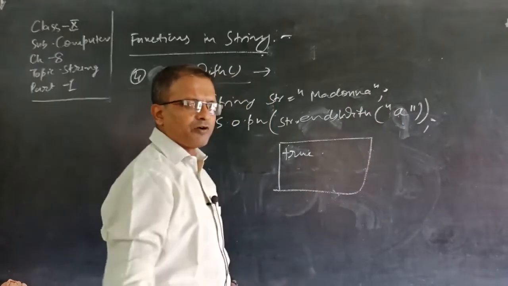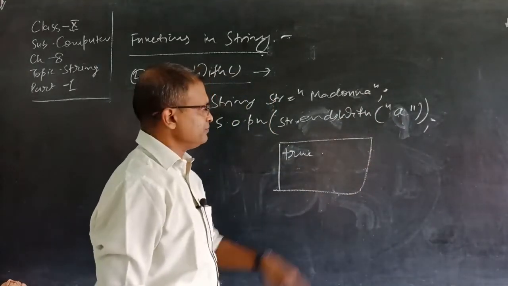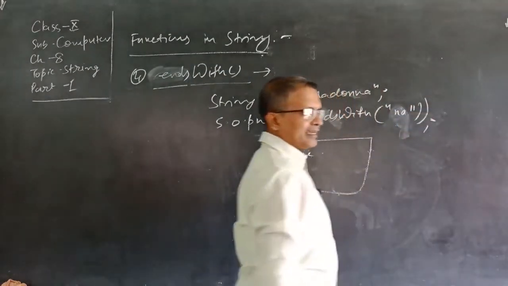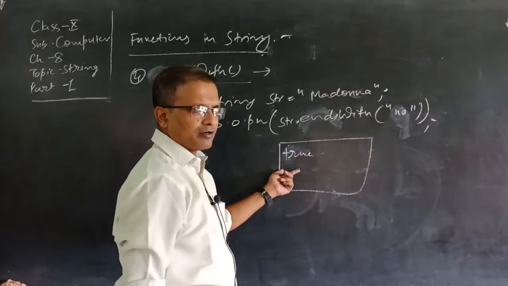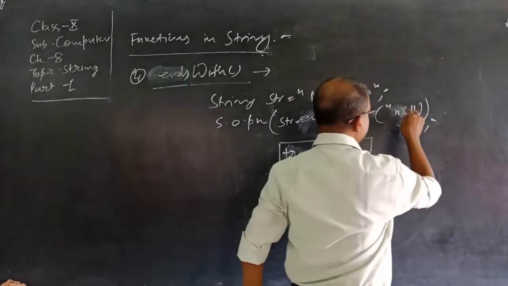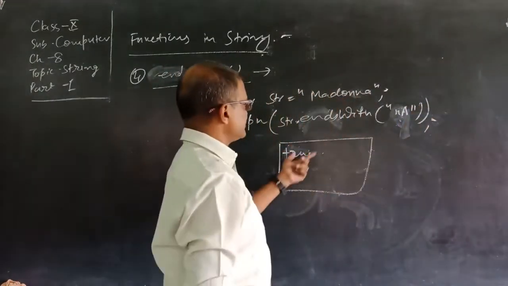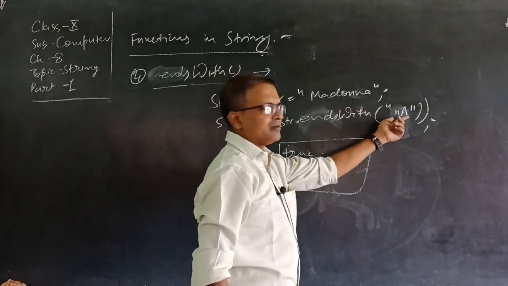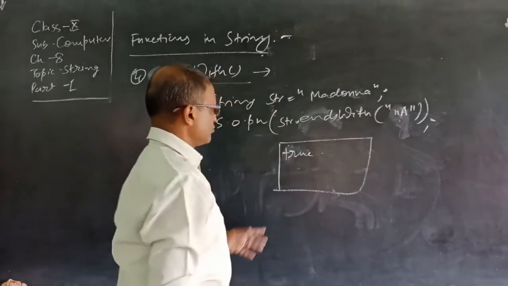You can also search with more than one character. Suppose here you look for ending with na, this will also return true. But if you write capital A after n, this will return false because Madonna is ending with a small a and you are looking for capital A, so it will return false.